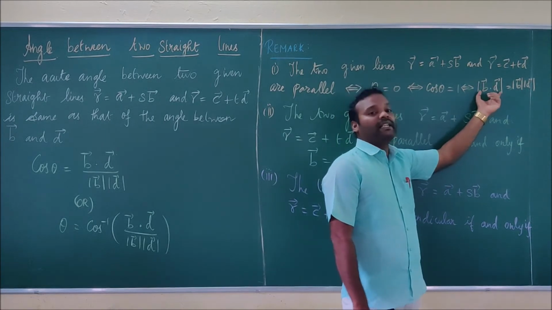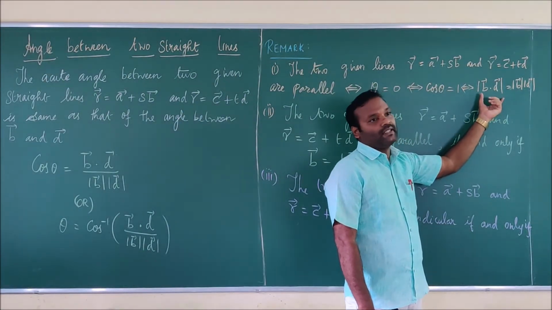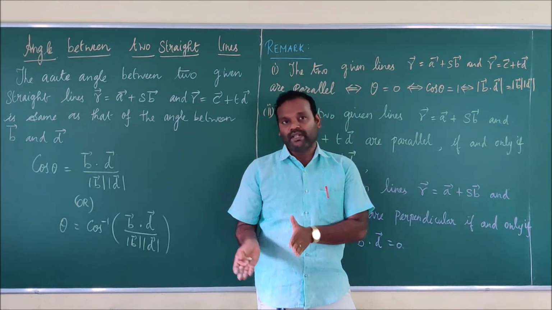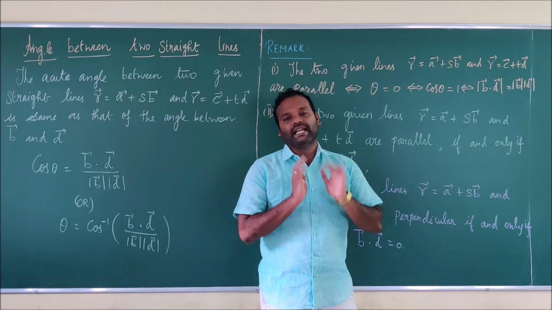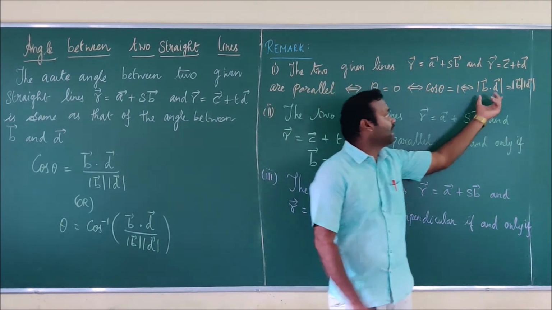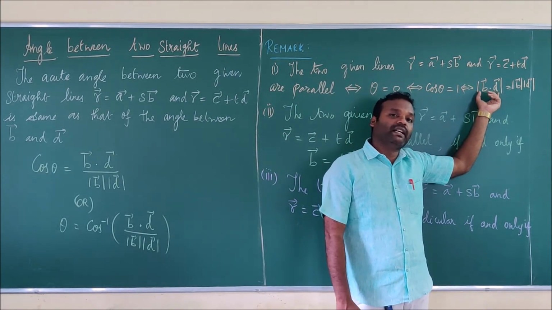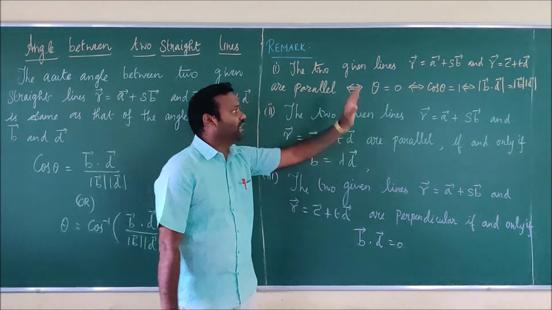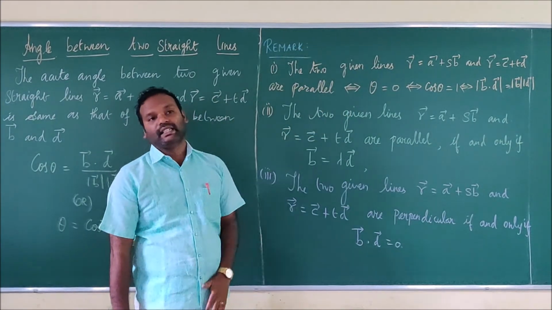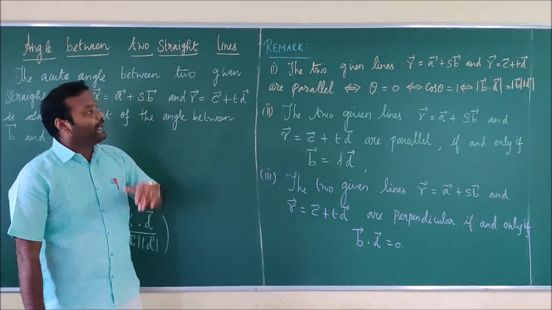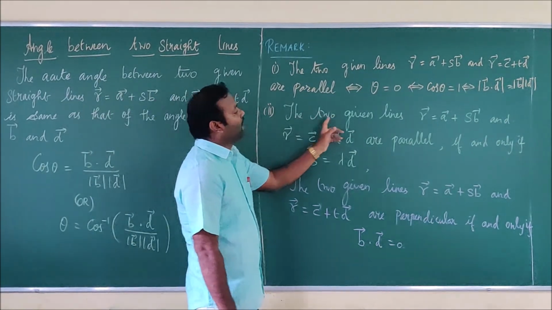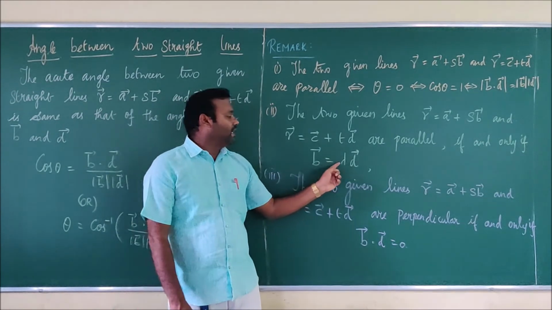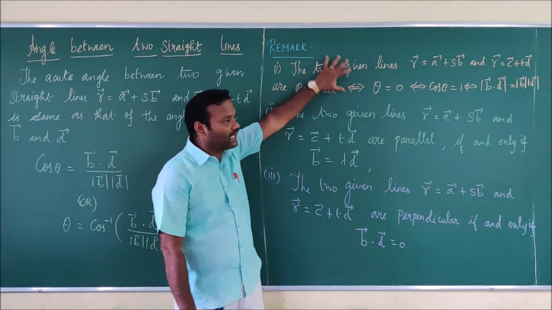When you take the dot product and you take modulus, the value is equal to taking modulus for the individual vectors and multiplying, then the answers will be the same. That is the meaning of modulus of b vector dot d vector equal to modulus b vector into modulus d vector. If that condition is satisfied, then we can say that the given two lines are parallel. Next, the two lines are parallel if and only if b vector equal to lambda times d vector. This is one condition. Okay.